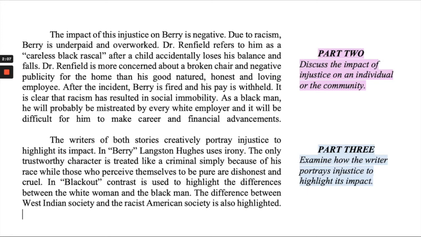Now we move on to part 3. What are the techniques? How does the writer portray injustice? The writers of both stories creatively portray injustice to highlight its impact. In Berry, Langston Hughes uses irony. The only trustworthy character is treated like a criminal simply because of his race, while those who perceive themselves to be pure are dishonest and cruel. In Blackout, contrast is used to highlight the differences between the white woman and the black man. The difference between the West Indian society and the racist American society is also highlighted.